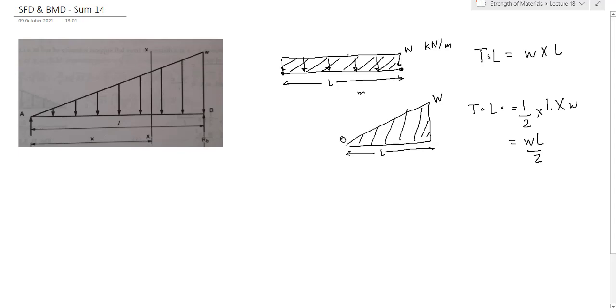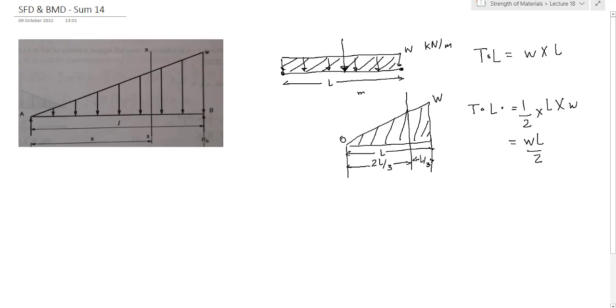Now, in case of a uniformly varying load, if we consider it as a point load for calculation purposes, what do we say? We say that the load is acting at the center, right? Why do we say the load is acting at the center? Because the center of gravity of a rectangle is at its center. Similarly, where is the center of gravity of a right angle triangle? The center of gravity of a right angle triangle is at a distance of L by 3 from the right angle, or 2L by 3 from this 0. So these are two things that you have have to keep in mind.